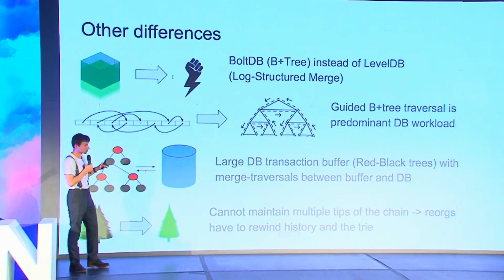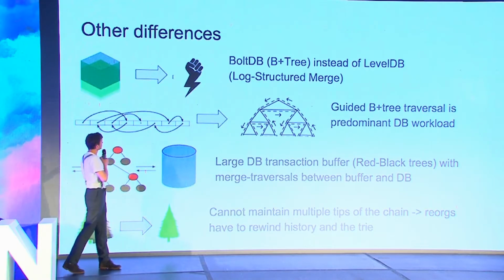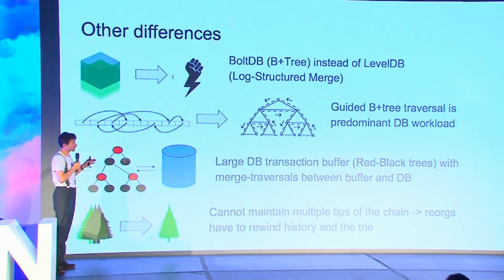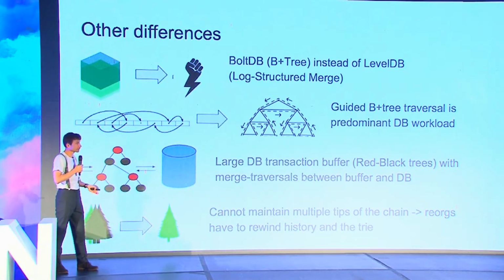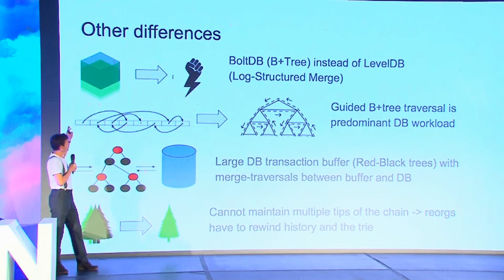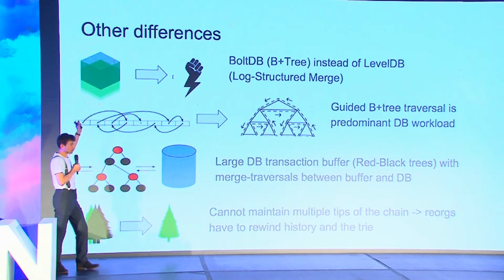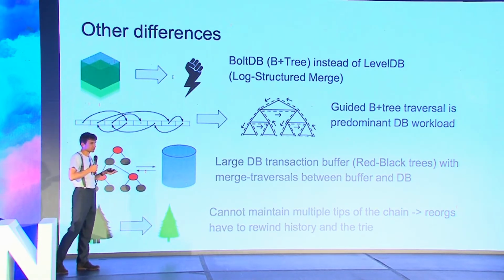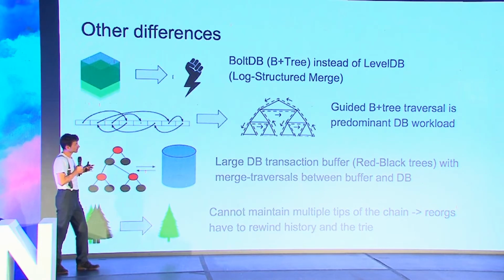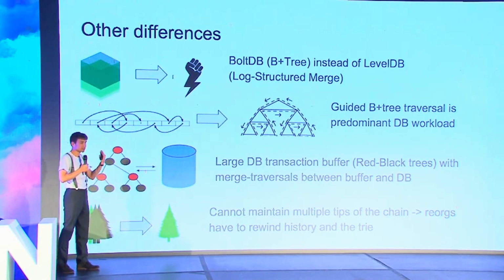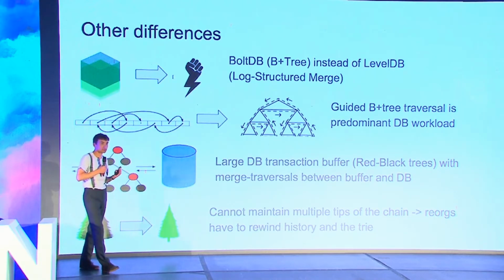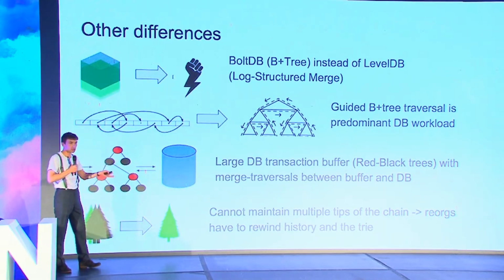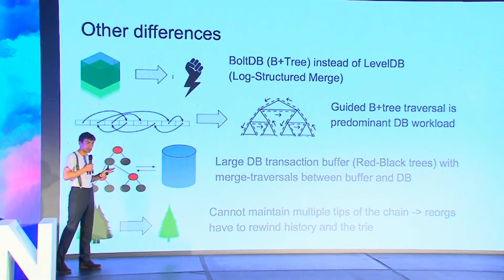Okay, so now a bit more differences. Early on in the project, I decided to experiment with BoltDB, to replace LevelDB with it, and I'll very quickly show you the difference. LevelDB and also RocksDB, which is a derivative, use a write-ahead log with a background compaction, which means that random writes are pretty quick because you just need to put it into a write-ahead log and then something else happens in the background.